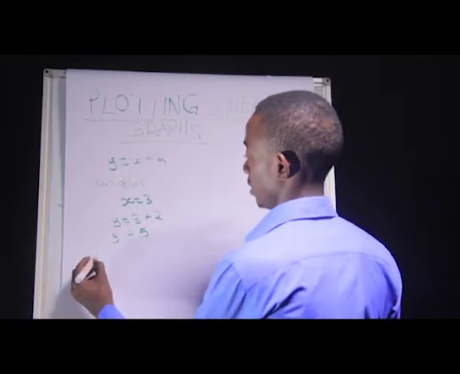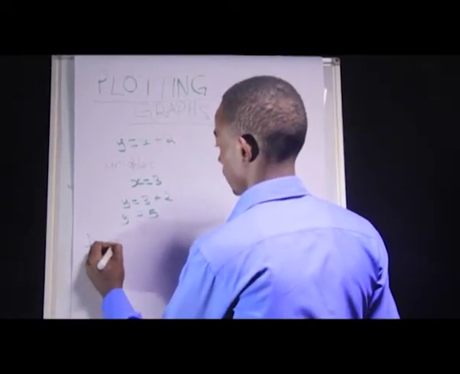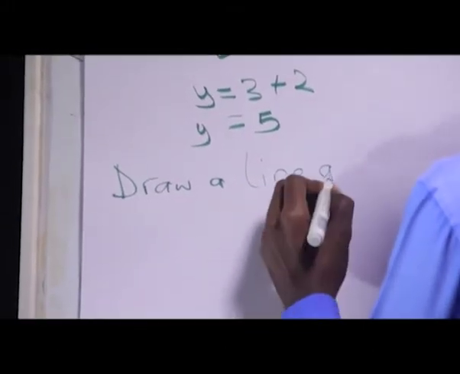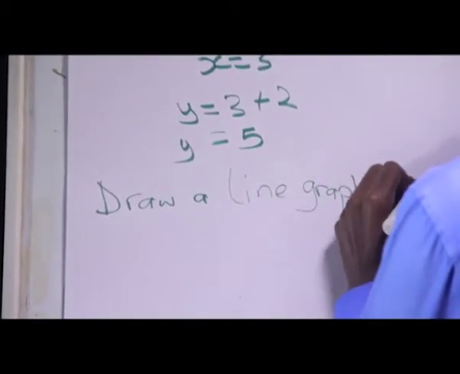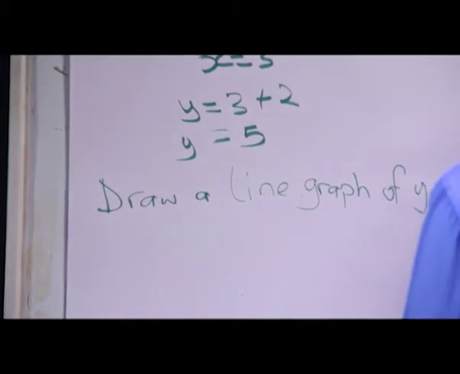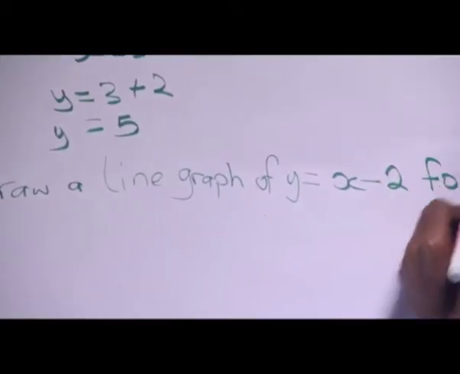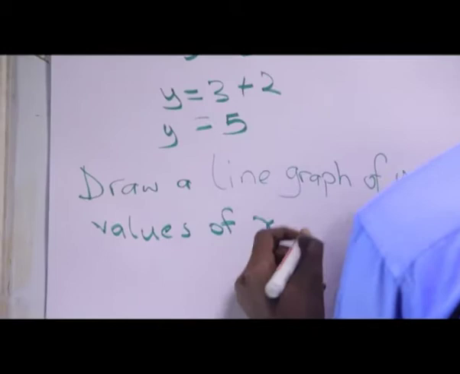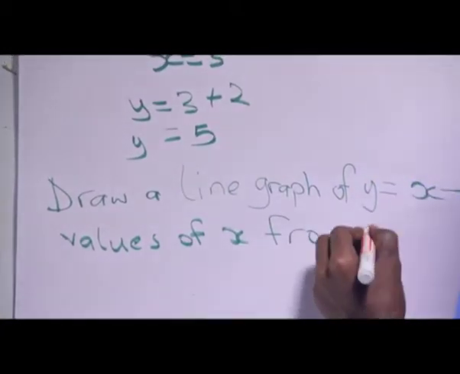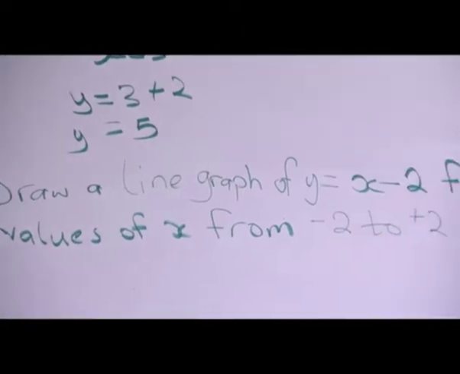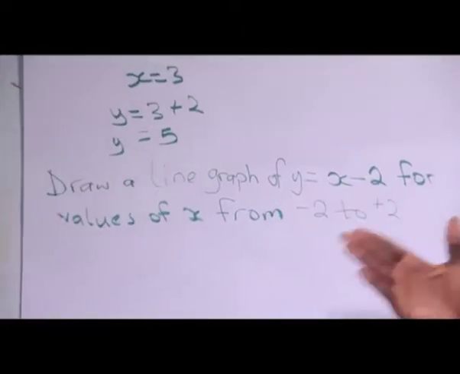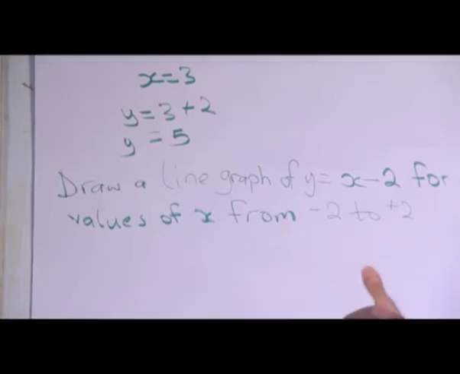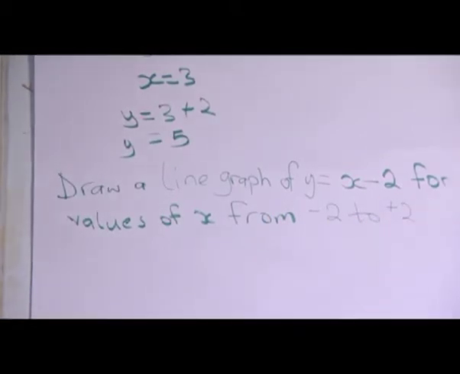For example, the question may say, draw a line graph of y is equal to x minus 2 for values of x from -2 to +2. So what they are saying is that draw a line on a graph whose equation is y is equal to x minus 2, and the x values given in this case range from -2 up to +2.